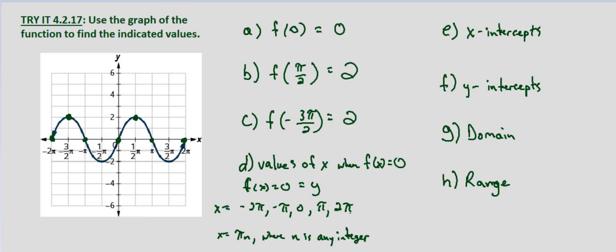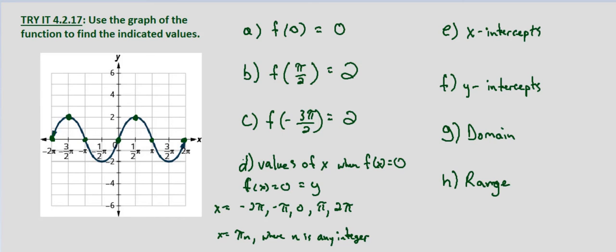If we plug in any integer for n, we're going to end up with an x value where f of x equals 0. If we put in n equals negative 2, we're at negative 2 pi. N equals 1, we're at pi. N equals 0, we're at 0, so on and so forth. No matter what we put in for n, as long as it's an integer, we're going to be at f of x equals 0. Now we're asked for the x-intercepts.